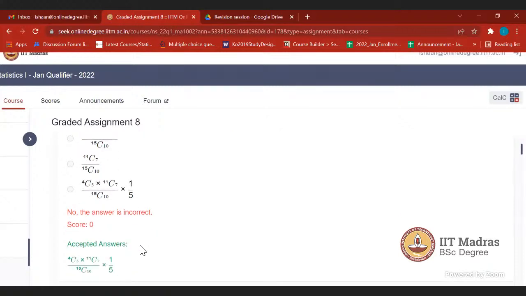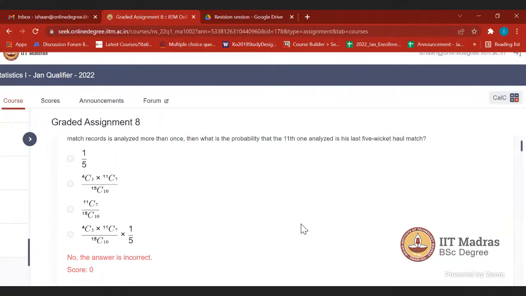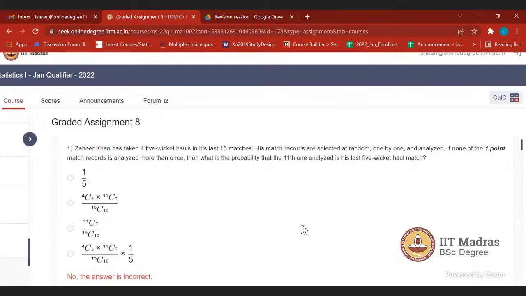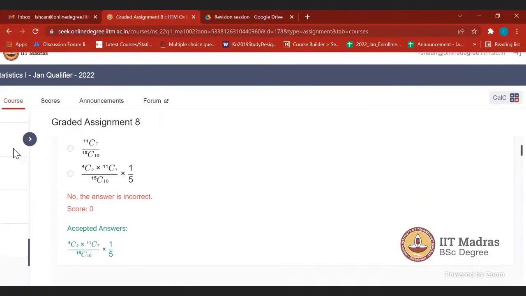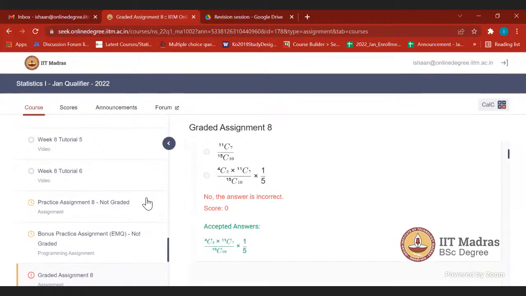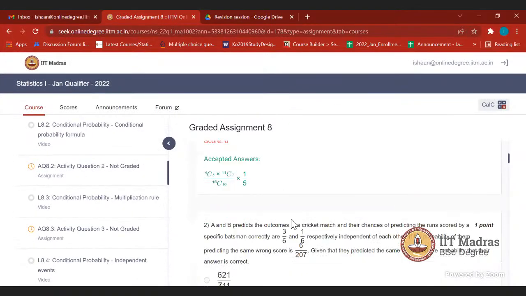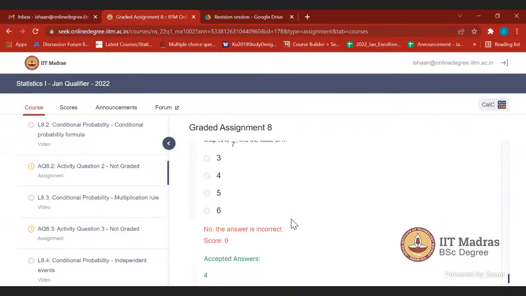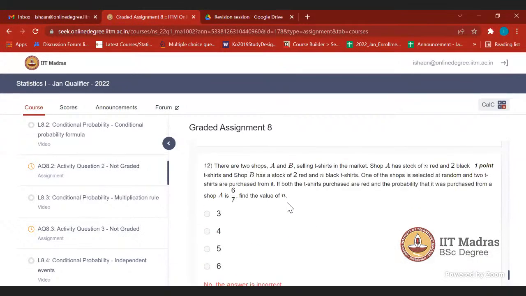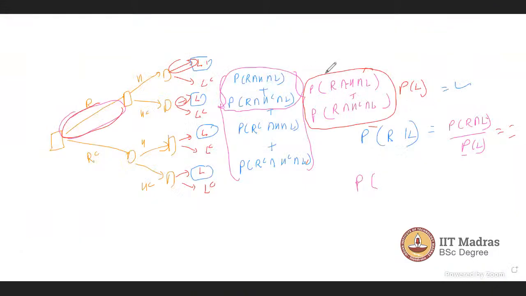Okay, got it, sir. Sir, I have one or two other questions. In practice assignment 7.2, second question. Someone has this 12th question as well, right? Yes, sir. Actually, just draw the tree diagram for it, sir, because it gives more clarity about where exactly the mistake has happened.